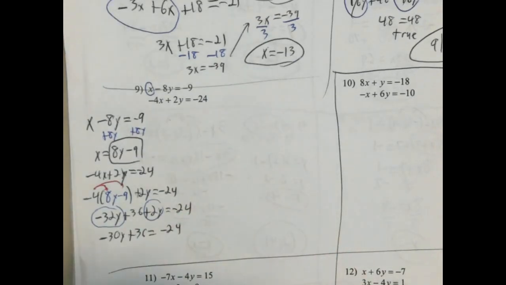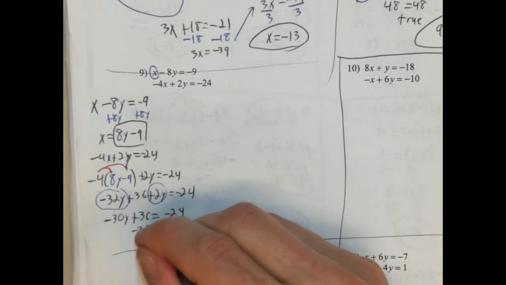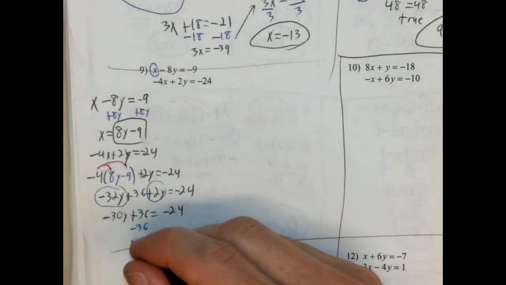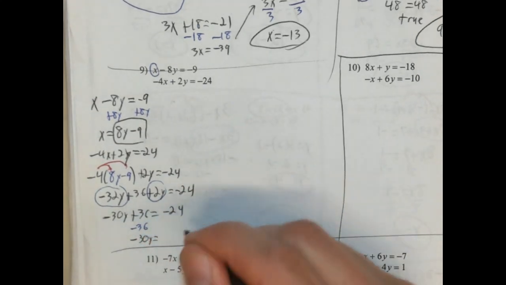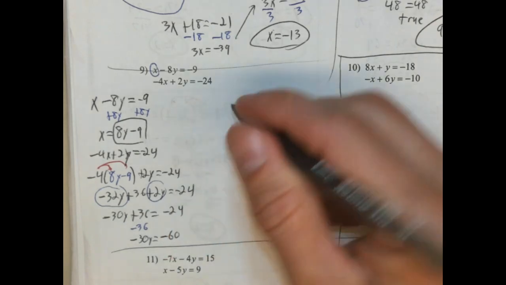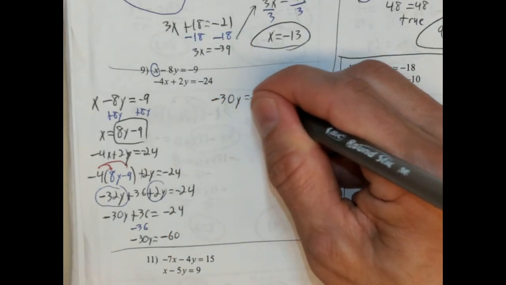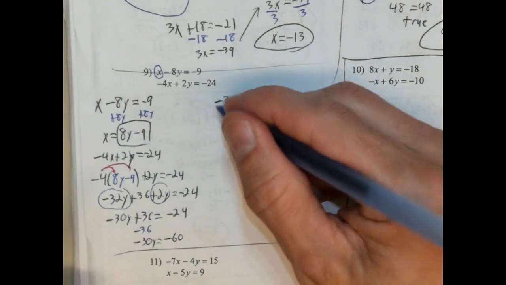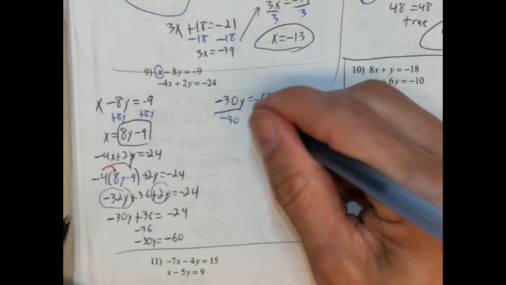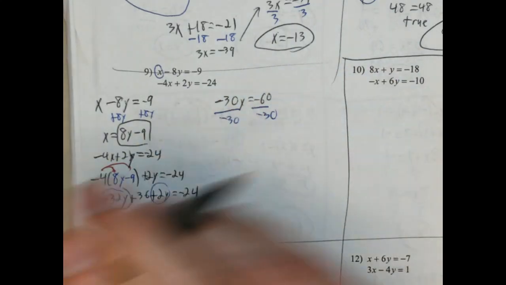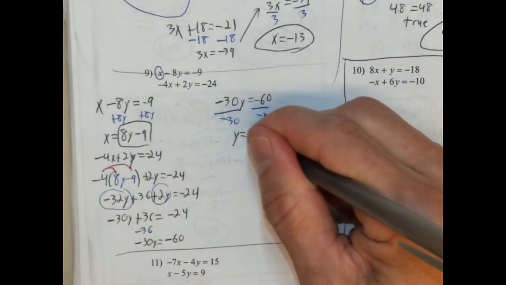So we're getting rid of our constant next. We're going to subtract 36 from both sides. And that's going to give us negative 30y equals negative 60. Let's rewrite this over here so we have more room. Negative 30y equals negative 60. And we'll divide by our coefficient, which is negative 30. So y is going to equal positive 2.